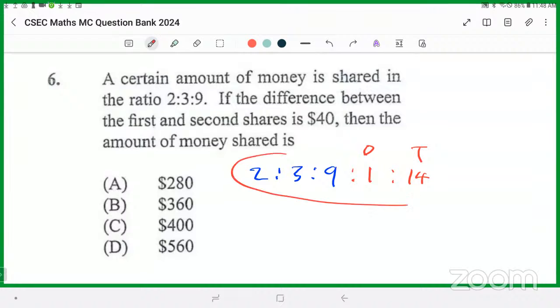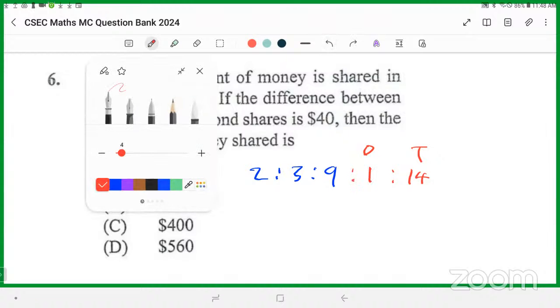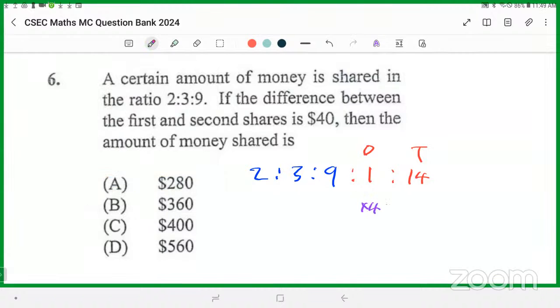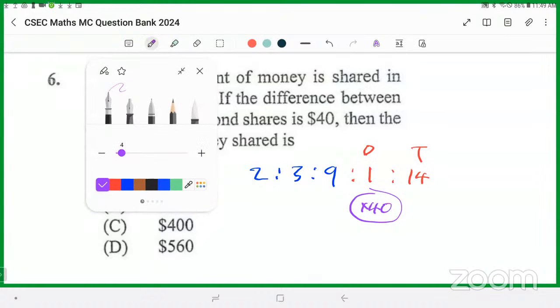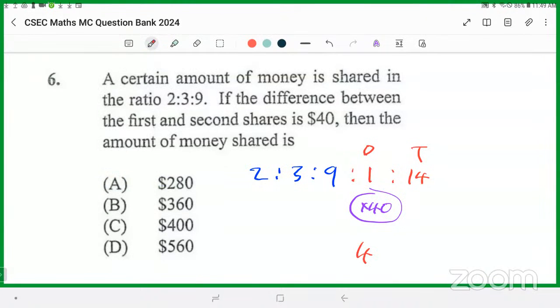So in the ratio form, the difference between the first and the second share is 1. They could have asked another question that said the difference between the first and the third share, and then here it will be a 7 this time. And I would do the same thing. Get the 7 up to 40 if the difference was 40. But this time the difference is 1. So I want this one to become 40 to show what it actually is. So I multiply the ratio by 40. So when I multiply by 40, this becomes 40.